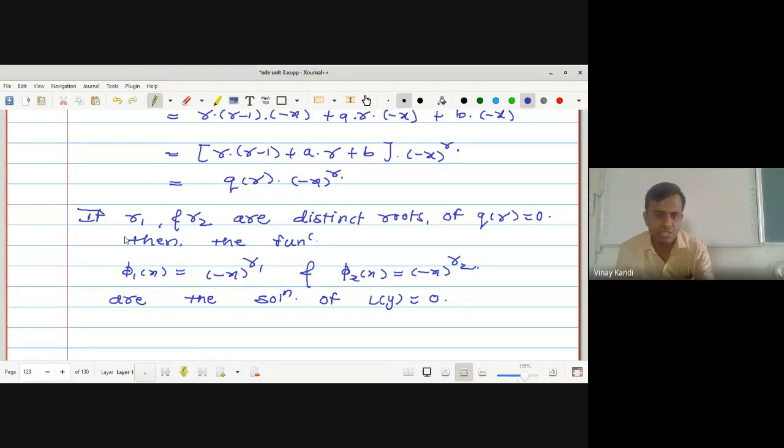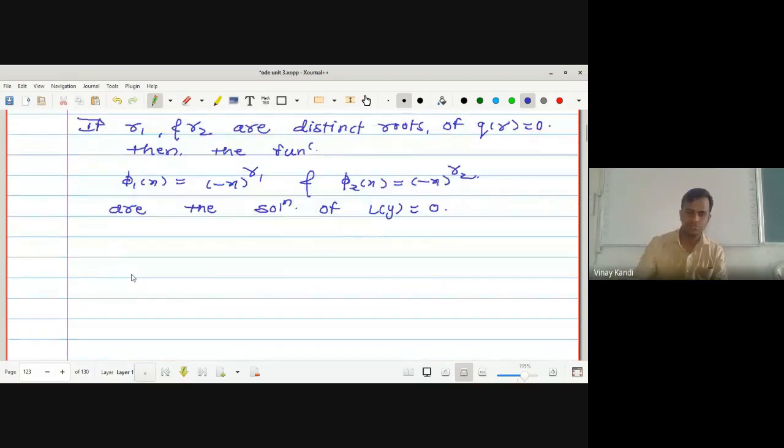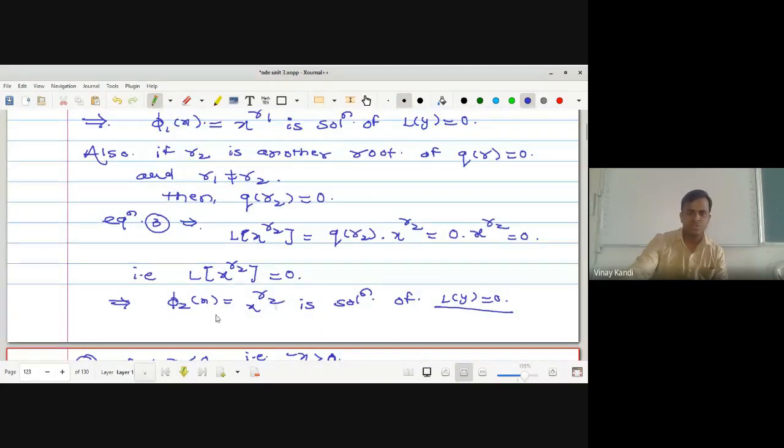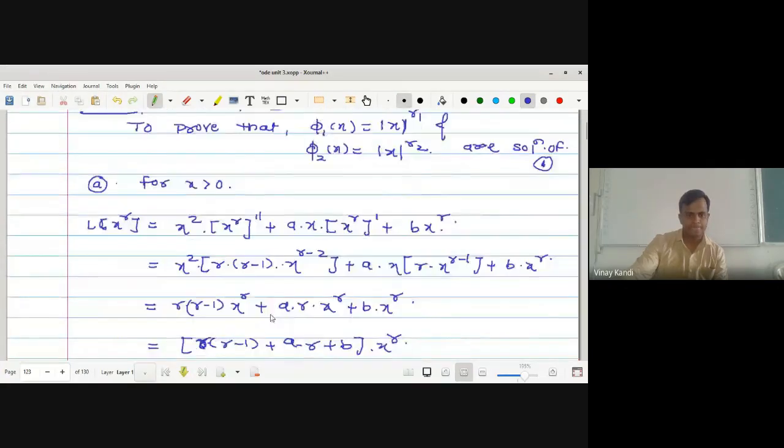If these are real roots, then what will happen if there are complex roots of q of r? Suppose, okay, so we proved that if x is less than 0 and x is greater than 0, phi 1 of x is equal to what? Mod x raised to r1 is the solution. Okay, phi 1 of x.